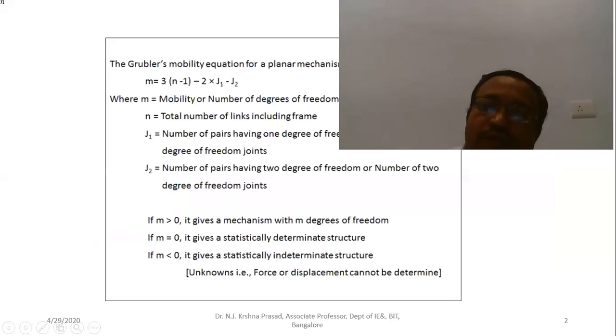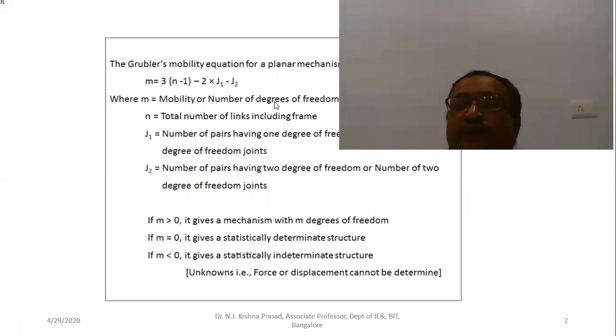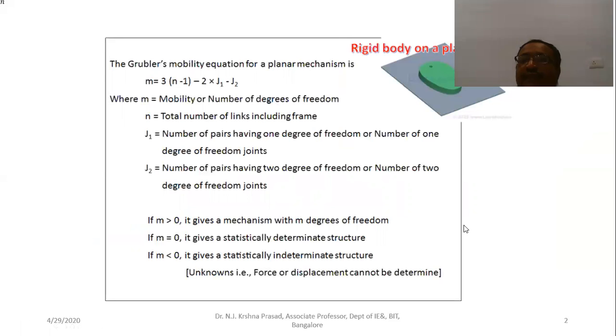So here, in the syllabus it is prescribed, many people have worked to find out the degree of freedom for a mechanism. Out of that, a person called Grubler derived the mobility equation, that is called Grubler's mobility equation for a planar mechanism.